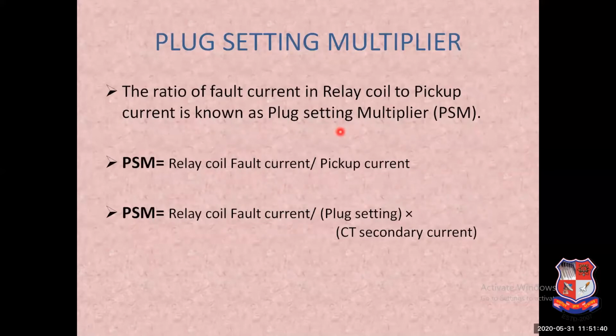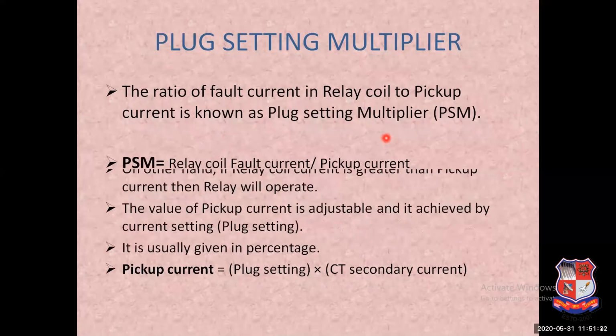The ratio of fault current in relay coil and pickup current is known as plug setting multiplier. The other term is plug setting multiplier, in short PSM. PSM is also very important for relay setting. From the value of PSM, we can find out the value of fault current, which we will see later in this lecture.